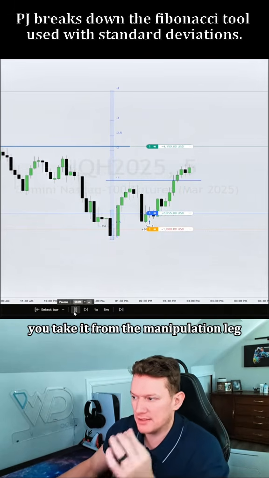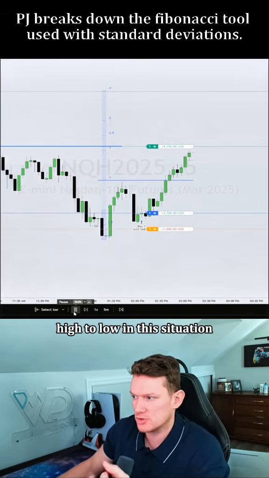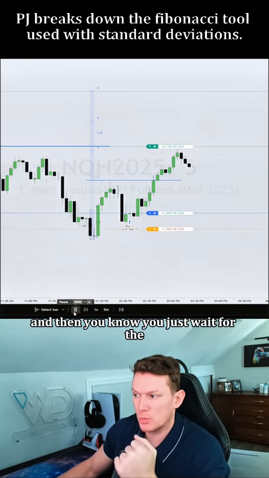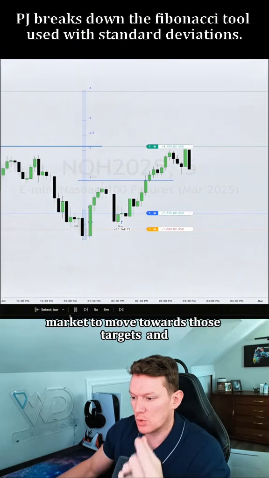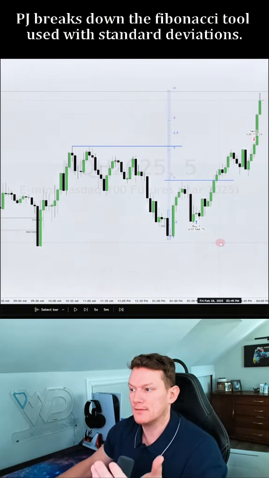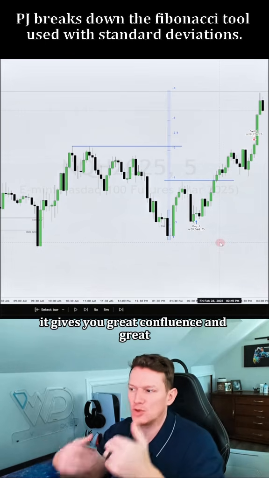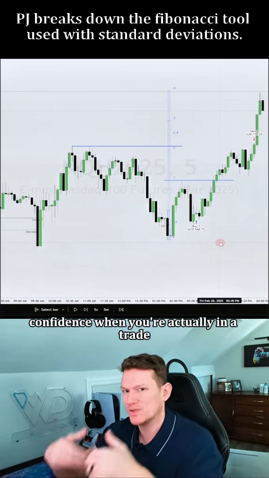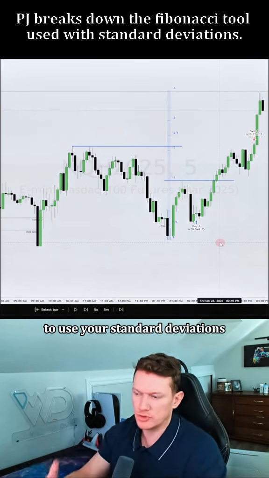You take it from the manipulation leg high to low in this situation, and then you just wait for the market to move towards those targets, and it gives you great confluence and great confidence when you're actually in a trade to use your standard deviations.